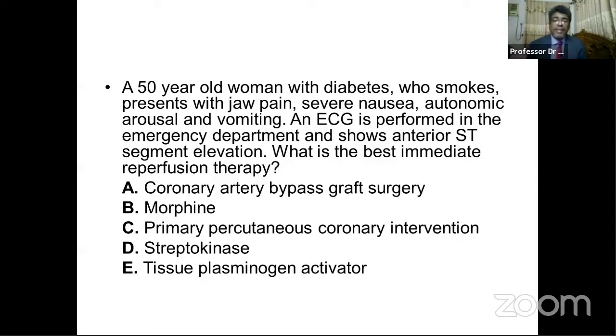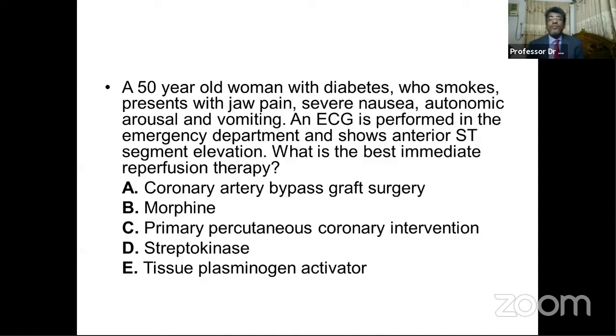We see that a patient suffering from ischemic heart disease suggests acute coronary syndrome, and here the acute coronary syndrome shows anterior ST segment elevation. So when a patient presents with anterior ST segment elevation, what is the best immediate reperfusion strategy? As there is a complete obstruction of the coronary arteries due to thrombus, that leads to the development of the anterior ST segment elevation. So there must be some reperfusion strategy, otherwise the cardiac muscle will be damaged heavily.